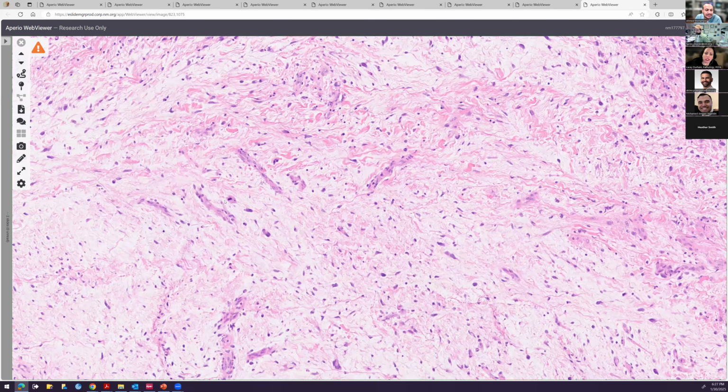What else? Lots of cells in a matrix and they're evenly placed, I guess. Yeah, they're kind of swimming through the myxoid. Yeah, swimming. Okay. So they're haphazardly distributed throughout the myxoid change. What else do you notice?